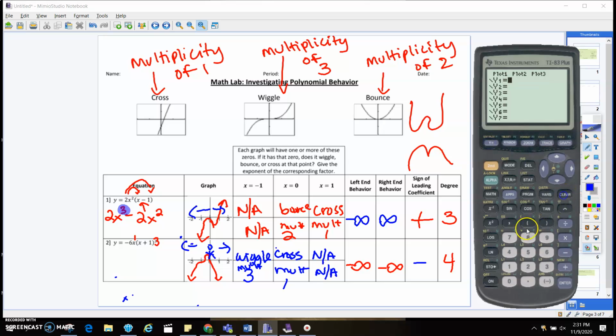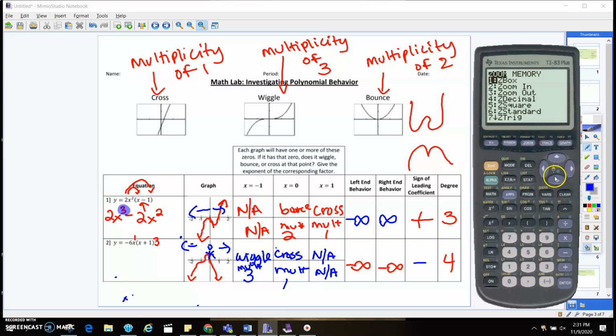So I come in here and I say, all right, -6x times (x + 1) to the 3rd power. Make sure you use those parentheses, otherwise you're going to get this wrong. Okay, and then I'm going to hit graph. Please be the right thing. Look at it. It's so pretty.